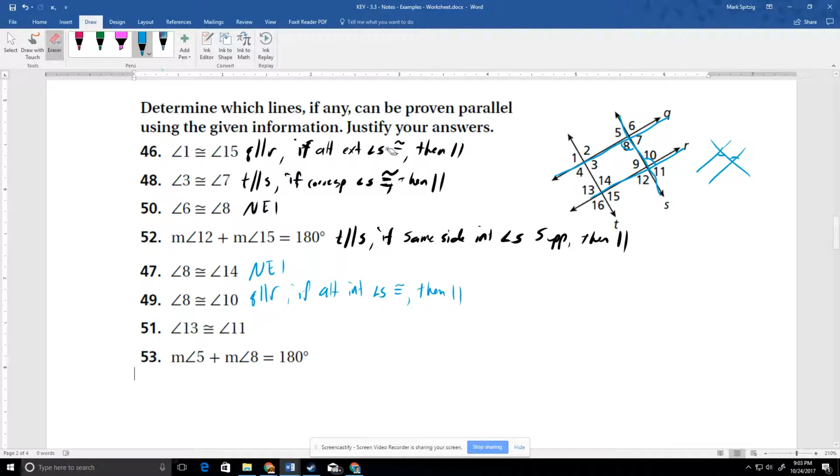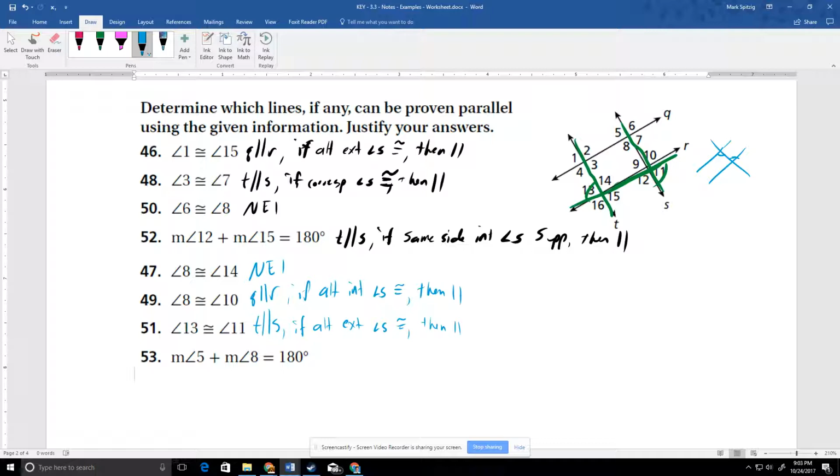All right, so then we get 13 and 11. If we look at 13 and 11, 13's right here, and 11 is here, so we have R and S here. We can hopefully see that those are alternate exterior angles, and so if they're congruent, the lines are parallel. So we're basically saying lines T and S: T is parallel to S, because if those alternate exterior angles are congruent, then the lines are parallel.